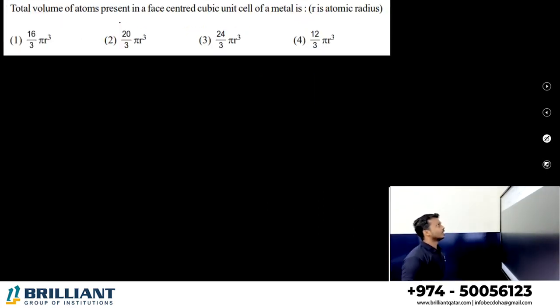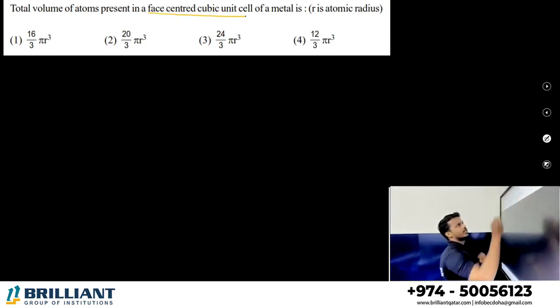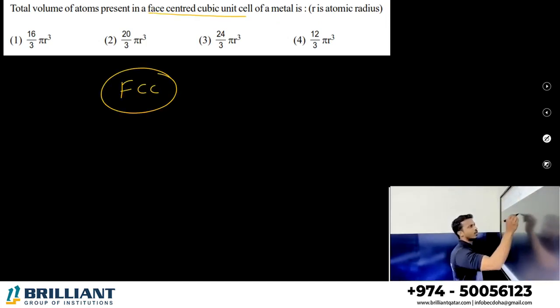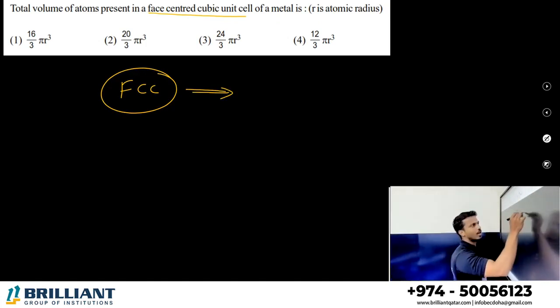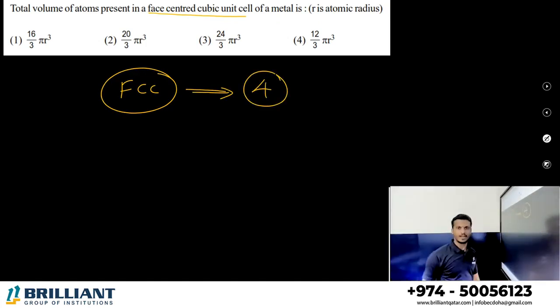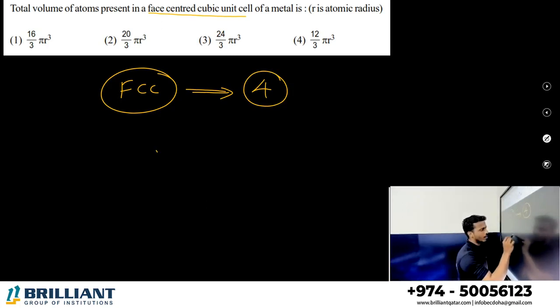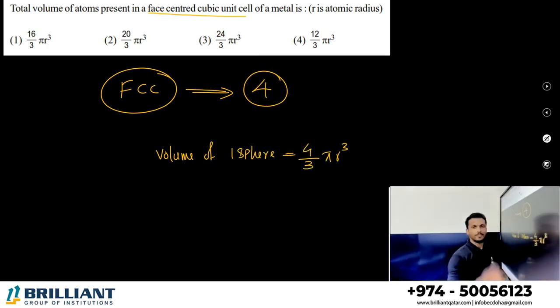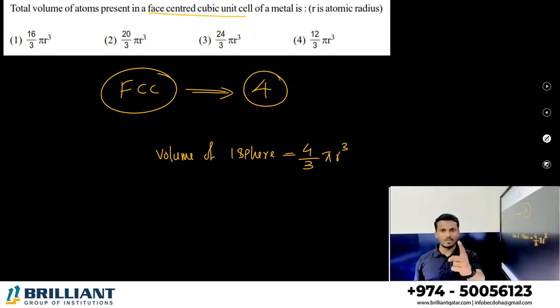Now, what is the total volume of atoms present in an FCC unit cell of a metal? In an FCC unit cell, how many spheres are there in total? 4 spheres. Correct. What is the volume of one sphere? You know how to calculate it: 4 by 3 pi r cube. This is the equation to calculate the volume of one sphere.